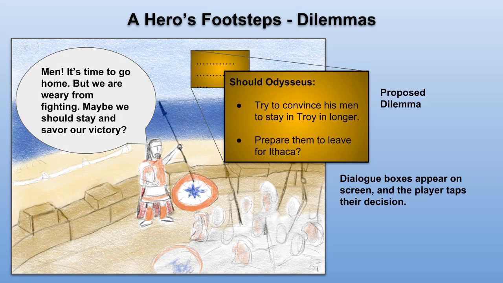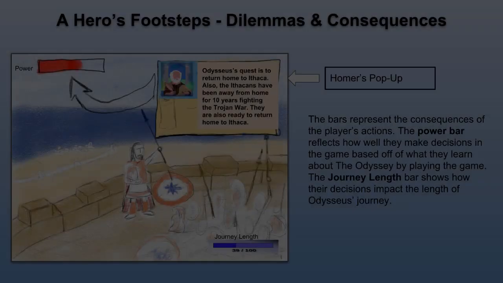Interactions may lead to dilemmas. Displayed on screen, these present the player with a choice on what Odysseus does in a given situation. This screen shows an early prototype of a dilemma the player may face. Should Odysseus and his men return home to Ithaca or stay and rest?